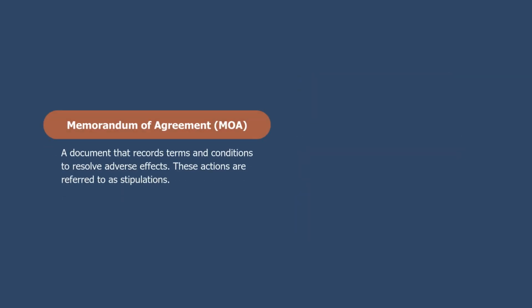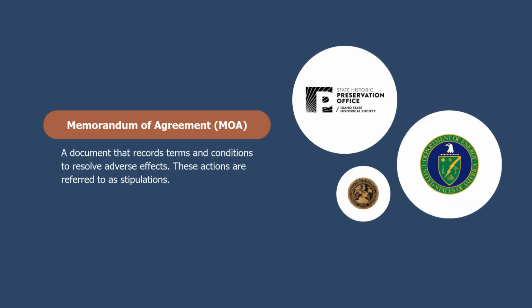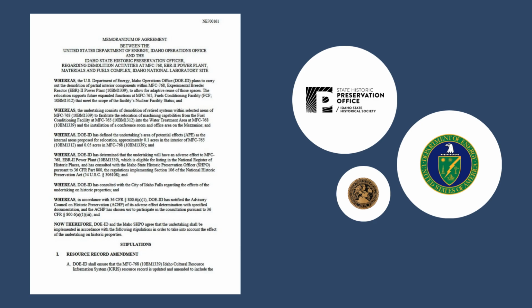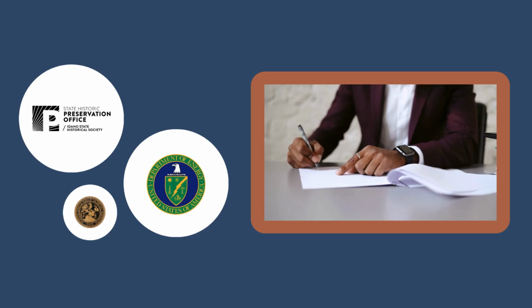These measures are formalized through a Memorandum of Agreement, or MOA, between the federal agency, the SHPO or THPO, and other interested parties. The MOA is a legally binding document that outlines specific mitigation actions, which can vary widely depending on the nature of the resource and the complexity of the project. In the document, these actions are referred to as stipulations. In many cases, once the MOA is agreed upon and signed by all signatories, the project can move forward.